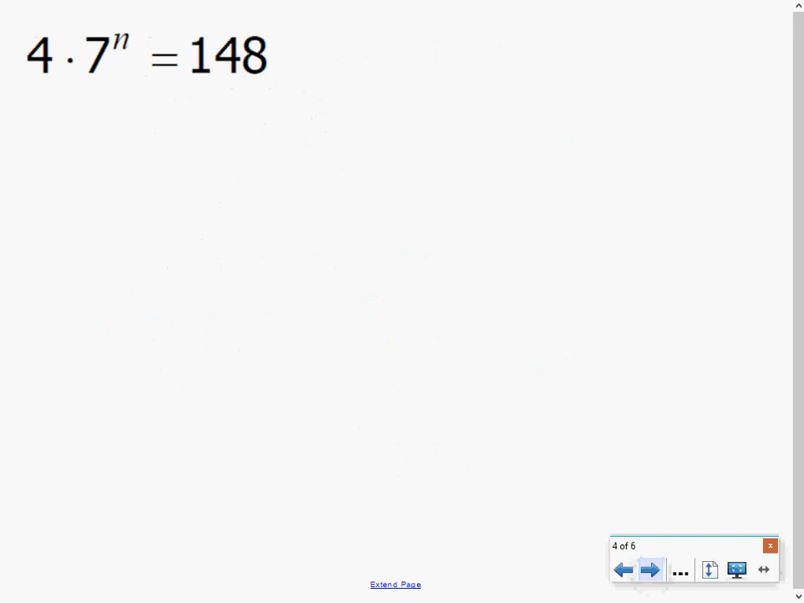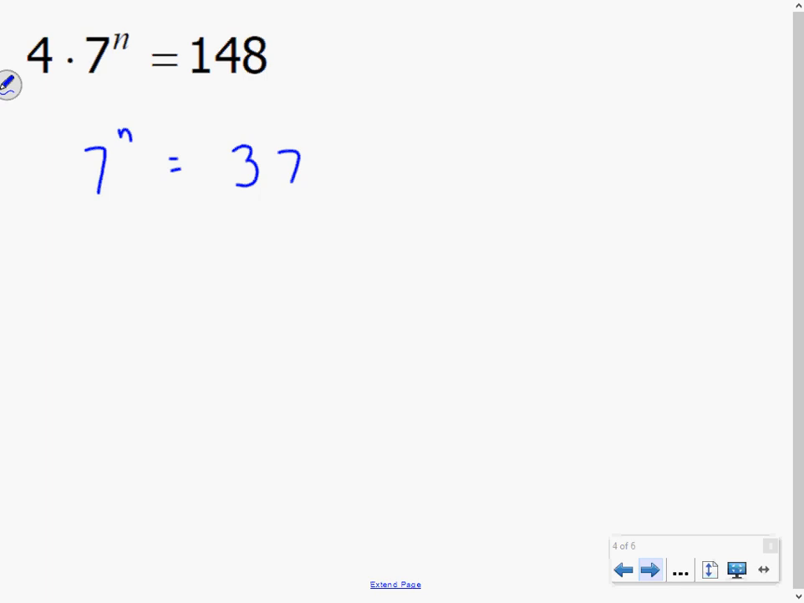Let's look at one where we've got a little bit more going on. Here we have to actually isolate our exponential expression. Our exponential expression is just the 7 to the n power. So we need to get rid of the 4 that's in front just by dividing both sides by 4. When we do that, we get 7 to the n power equal to 37. Now we have the problem again of not being able to get the same base on each side. I can't make 37, 7 raised to some power. I can't get a common base.